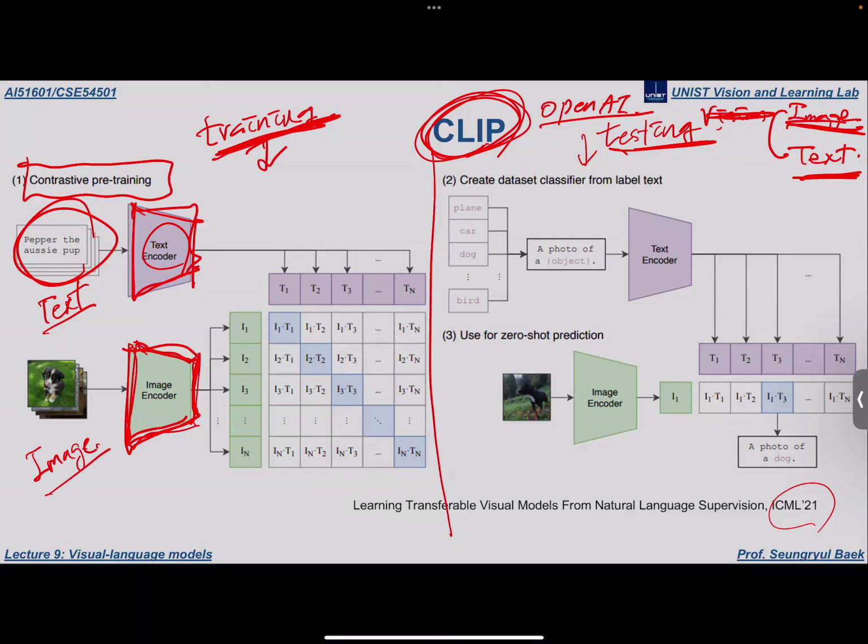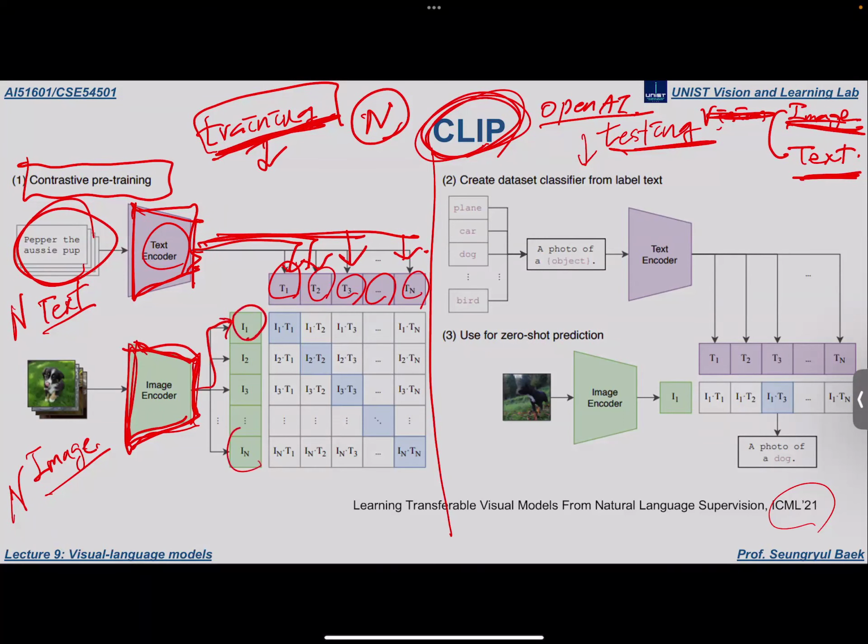And so during the training, we are using N batches. So we have N texts and N images. We first extract N text features, and also we extract N image features here. And then this might be the ground truth. So I1 will have the correct text feature T1, and I2 will have the correct text description T2. So these diagonals are indicating the ground truth mapping between image and text.